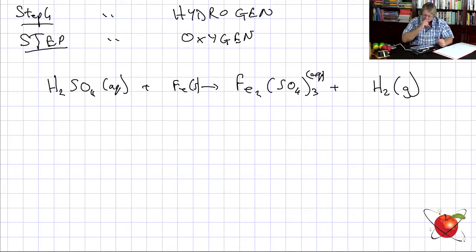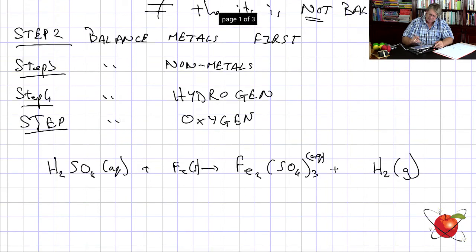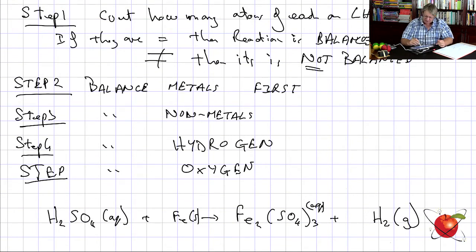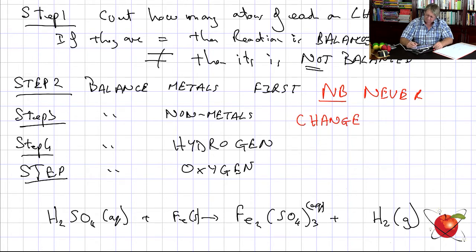So now, in the balancing process, I want you to write next to what you just did, I'm just going to do it in red, put in NB: Never change subscripts. Okay, what are the subscripts? The subscripts are these bottom numbers here. The 2 and the 3, that's a subscript there. One of my students actually called those the baby numbers.